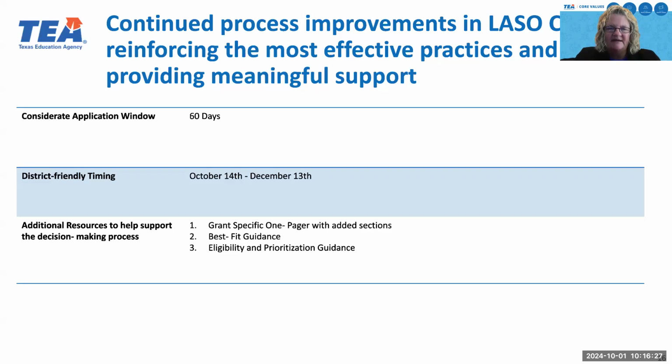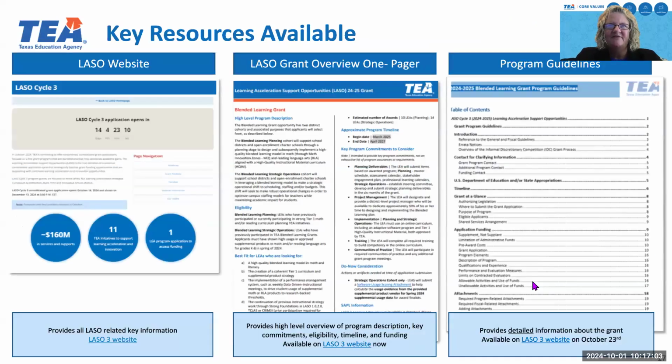We have created additional resources to help you in your decision-making process, and I'll go into those individually and more fully later on. We have the grant-specific one-pager, continuing that, but we also, in the spirit of improvement, have added 2 new sections to help guide your decision-making process. One of those is the best fit guidance. It's its own doc, but we have it also embedded in the grant-specific one-pager. And then very new this year is the eligibility and prioritization guidance one-pager. Here's a look at those resources.